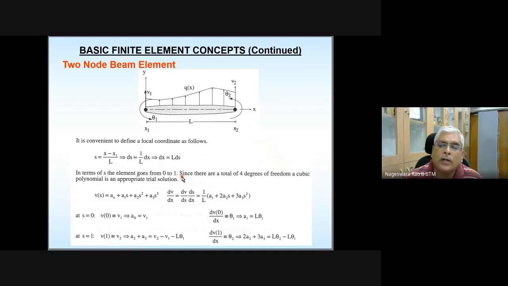Instead of that, if you want to maintain consistency similar to the bar element, you can map it to minus 1 to 1. The only thing is the later relations are going to change slightly, but if you take care of it, it doesn't matter. Whichever range you want, you can map it. Try to understand the procedure.